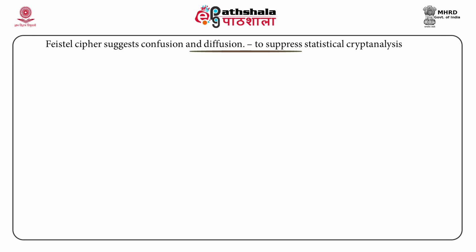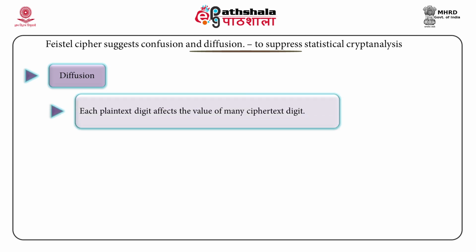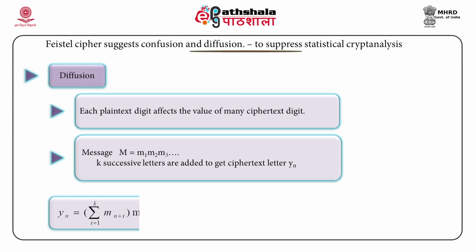The Feistel cipher suggests confusion and diffusion for the purpose of suppressing statistical analysis. To go ahead with the discussion of diffusion, it says each plain text digit affects the value of many ciphertext digits. For example, our message M is made up of M1, M2, M3 up to Mn characters. What diffusion says is: take k successive letters, add them all together, and take modulo 26, and this would be your cipher character.